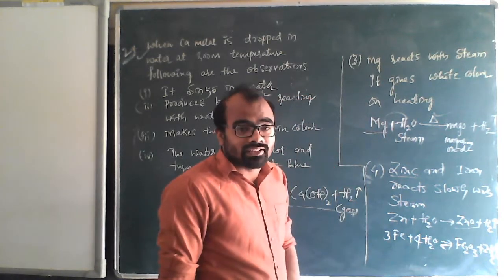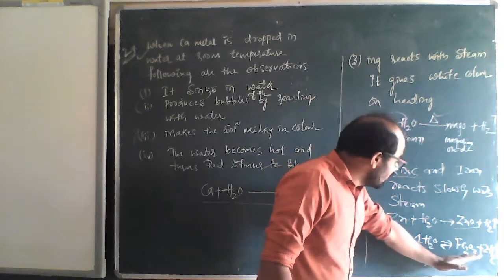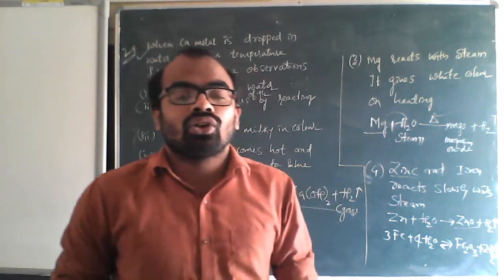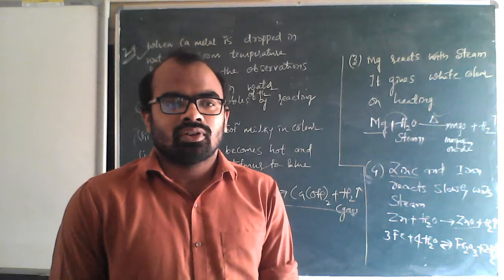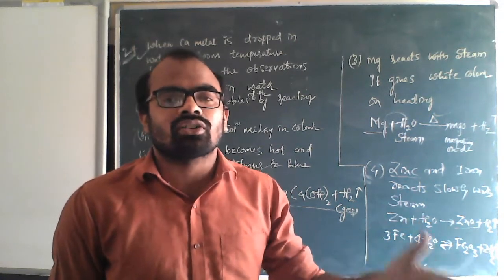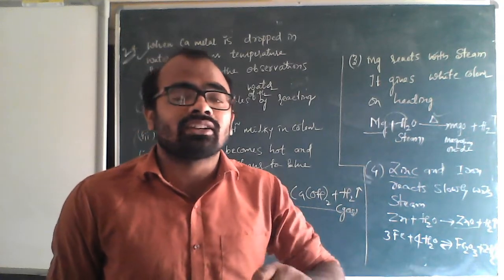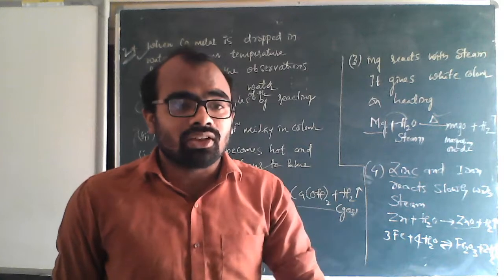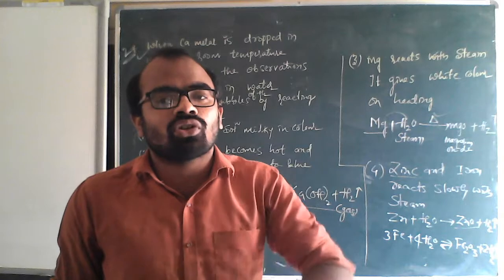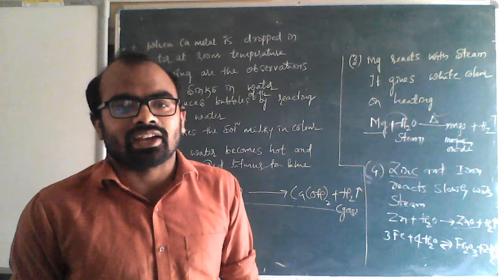Iron oxide it is. Fe2O3 is iron oxide and 2 molecules of H2 gas is liberated. So you have to remember all these things. So tell me, magnesium reacts with water or steam. It gives white color on heating. That white color indicates it is giving magnesium oxide. The zinc and iron react with water, they also give zinc oxide or iron oxide.